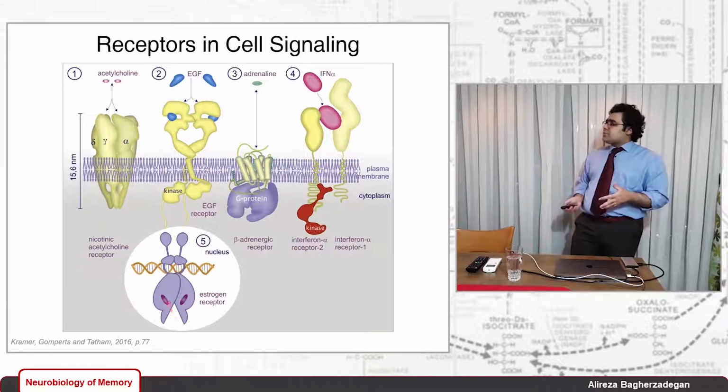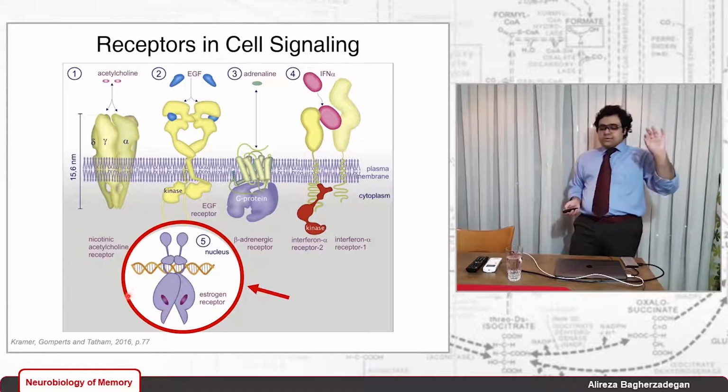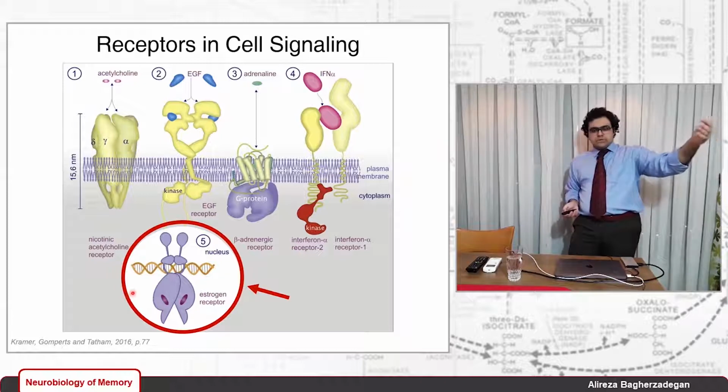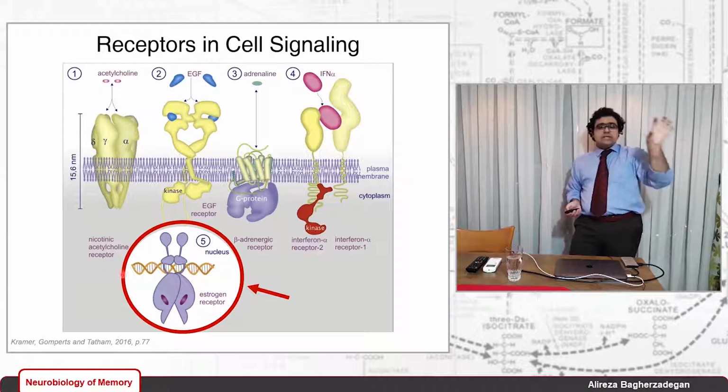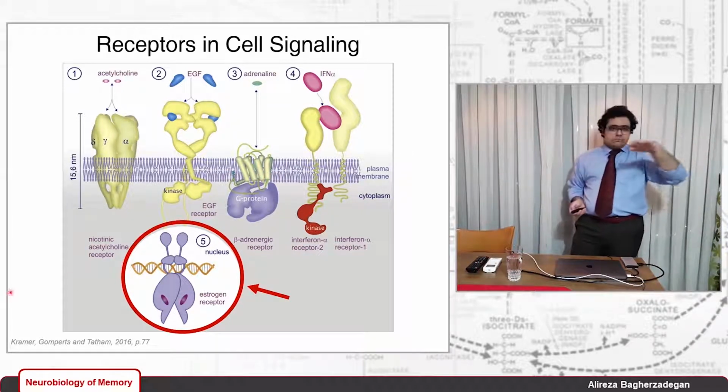But we have another type of receptor, these nuclear receptors, which are located in the nucleus. And as you remember, we have two general types of signal molecules. Those which are very large or hydrophilic, so that they cannot pass through the lipid bilayer. So they need to be received at the surface of the cell, by these cell surface receptors, which are embedded in the membrane.